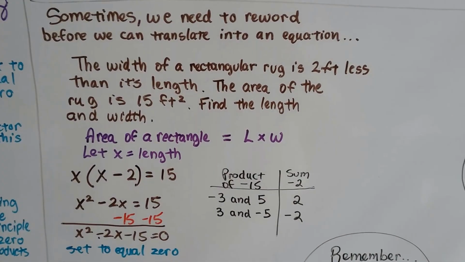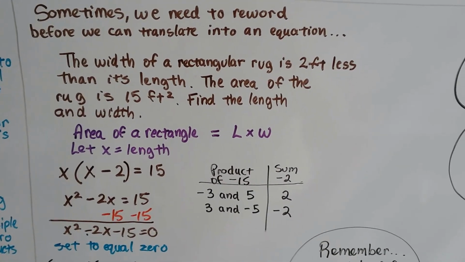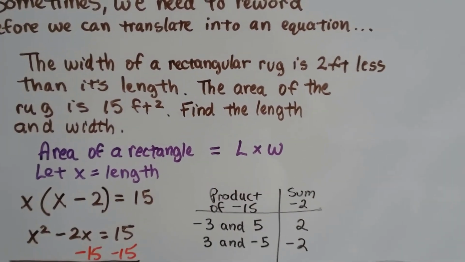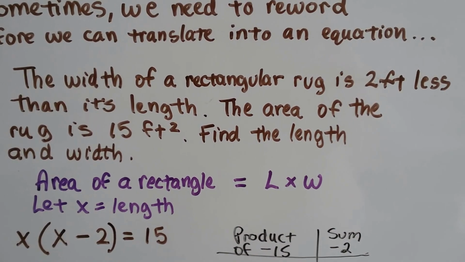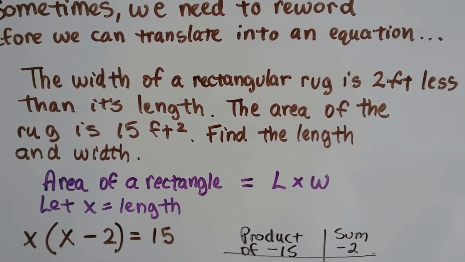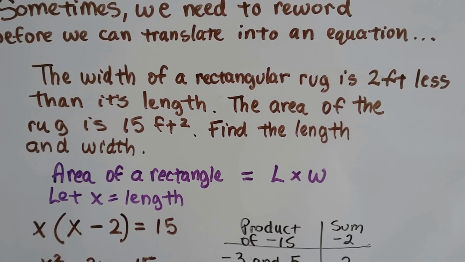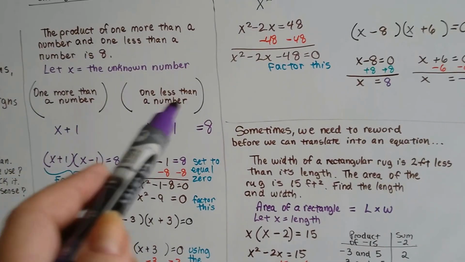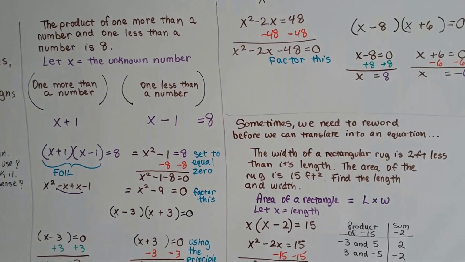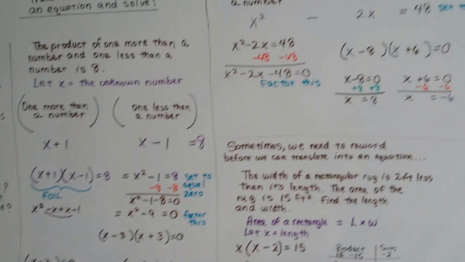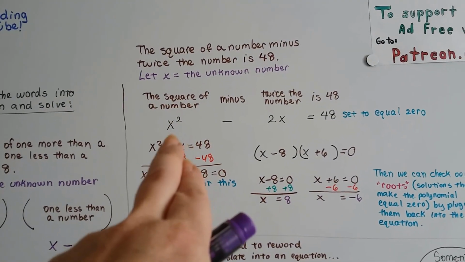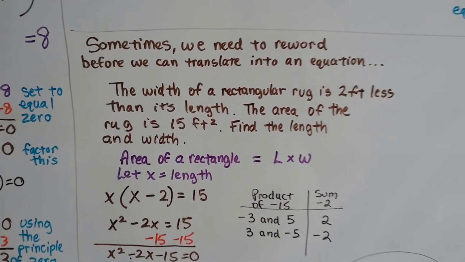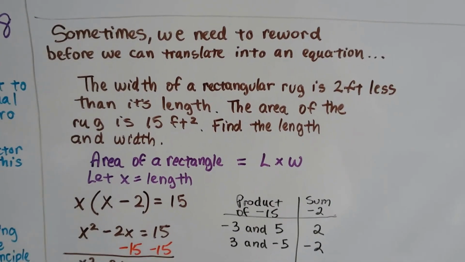So sometimes we need to reword before we can translate into an equation. Like, the width of a rectangular rug is 2 feet less than its length. The area of the rug is 15 feet squared. Find the length and width. Well, in these other ones, we literally wrote what it said. The product of 1 more, see? And even this one, the square of a number, x squared. Well, this one is not really telling us how to write the equation. So we have to use our heads.